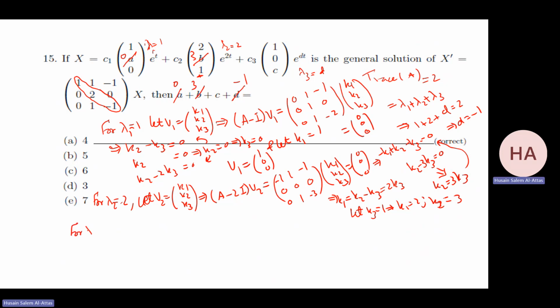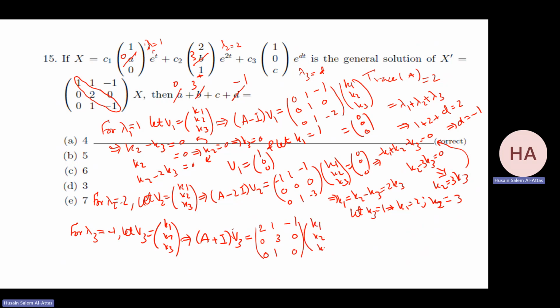Now for lambda 3, which we just found, D, which is minus 1. Let V3 be K1, K2, K3. So I have A plus I times V3, which is the matrix 2, 1, minus 1; 0, 3, 0; 0, 1, 0, times K1, K2, K3, equals 0, 0, 0.